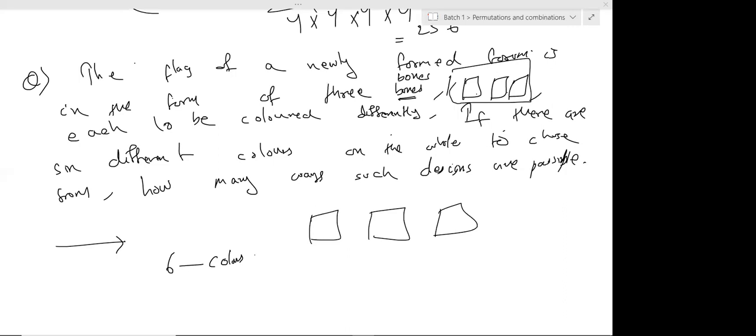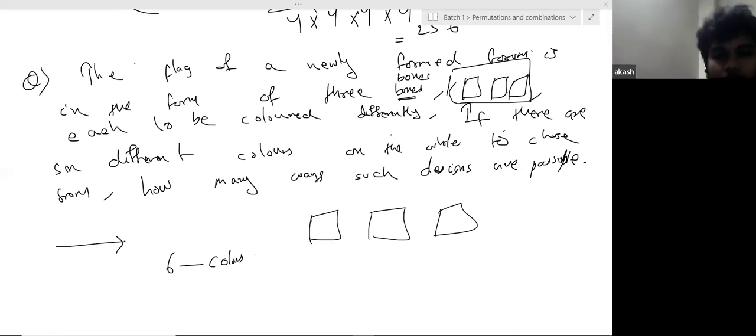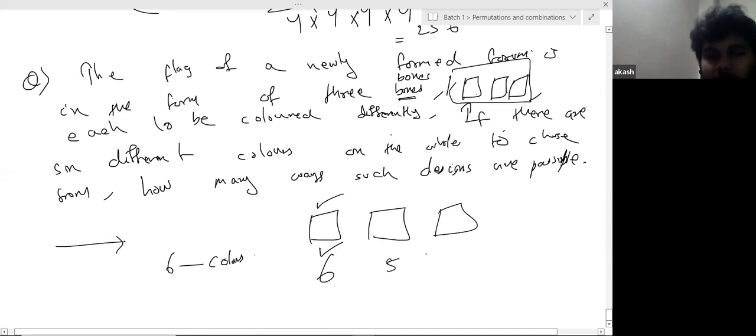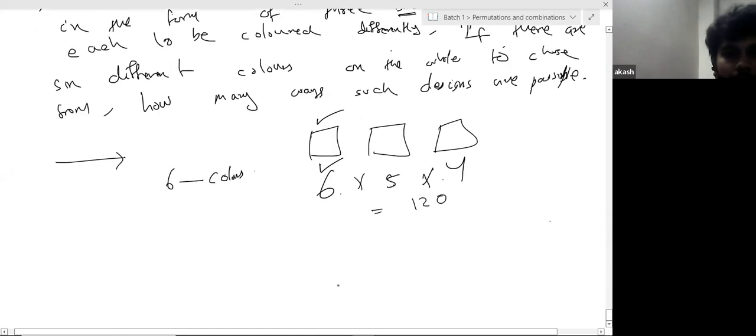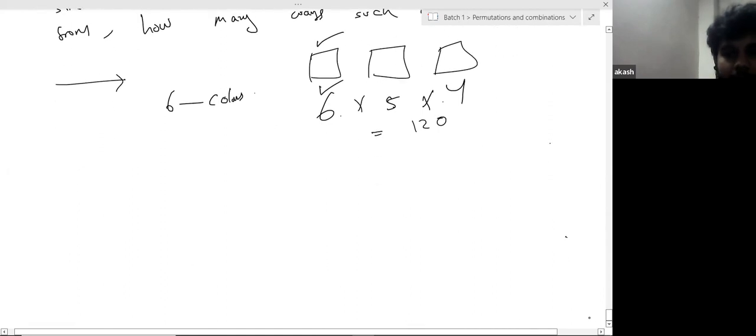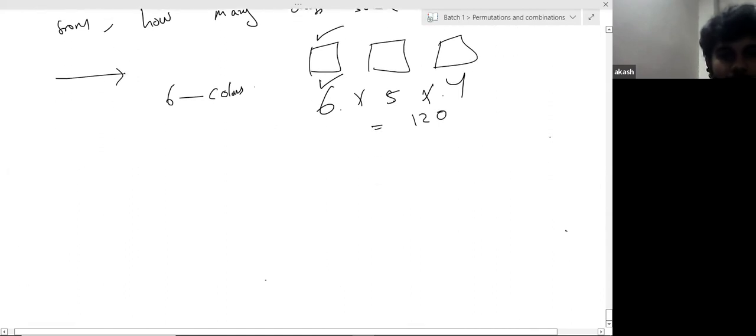Yes, Ashma. The colors aren't meant to be repeated. Okay. So you can choose any of the 6 to fill this box, right? If you fill this with any of the colors, then 5 are left. Here 4 are left. So 6 into 5 into 4, that is 120. So absolutely right. This is very easy. Next question.